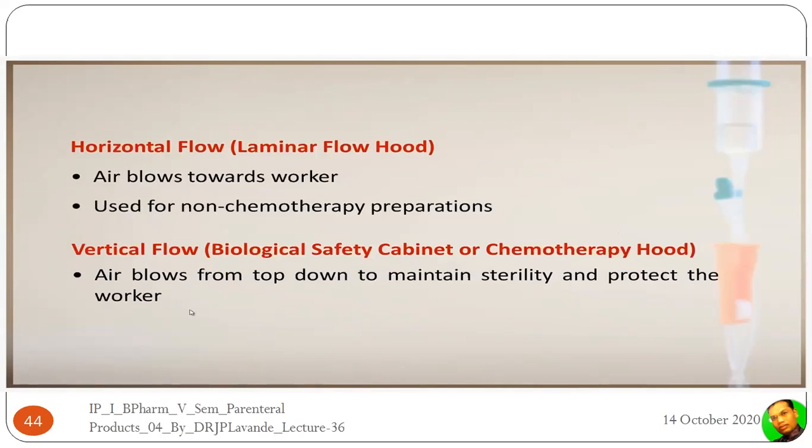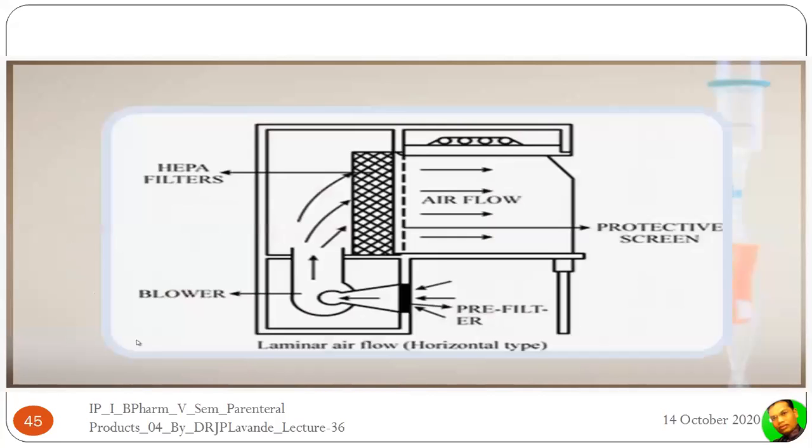In case of horizontal laminar airflow, the air blows toward the worker, and this is to be used for non-chemotherapeutic operations. In case of vertical flow, that is used in the biological safety cabinet, for chemotherapy operations, the air blows from top to down in order to protect the worker who is handling these microorganisms.